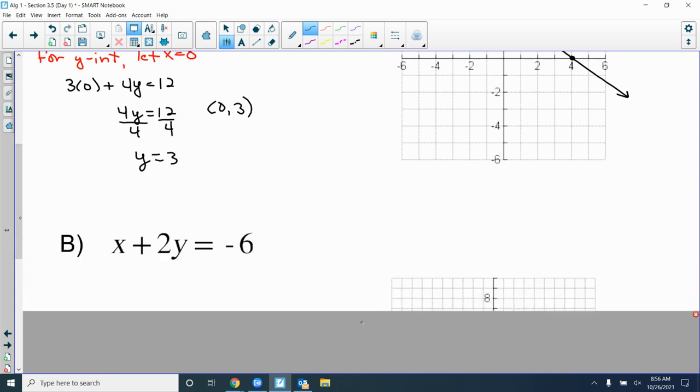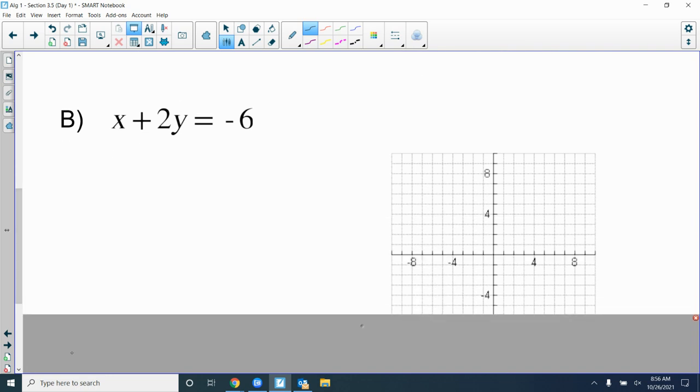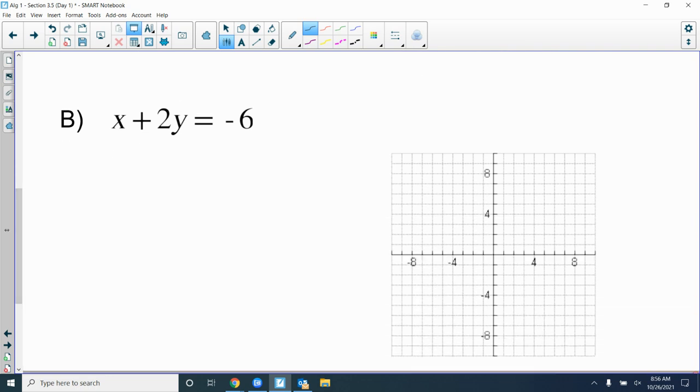All right, so B, same idea. Now, if you got something to draw a straight line, that's even better. But if you don't, at least make it as straight as possible. All right, we're going to do the exact same thing. So for the x-intercept, let y equal 0. And so I'm going to get x plus 2 times 0 equals negative 6.